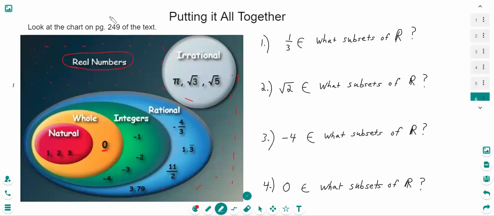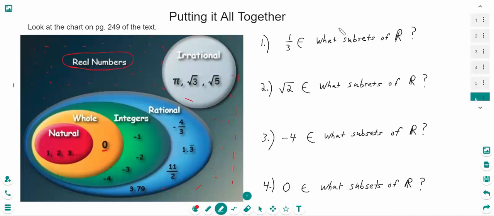Now, in your book, I wrote that up here on page 249. There is a chart in your book that's basically describing the exact same thing. It's just not as colorful, but it's describing all of these groupings as well. So if you need to refer back to that to study, I would recommend it so that you know which groups are subsets of other groups. Okay? All right, so now let's look at a couple questions here.